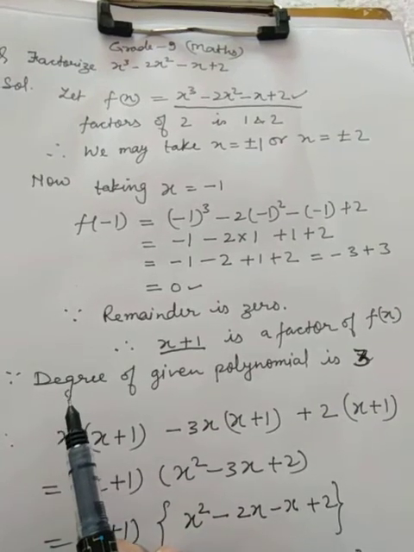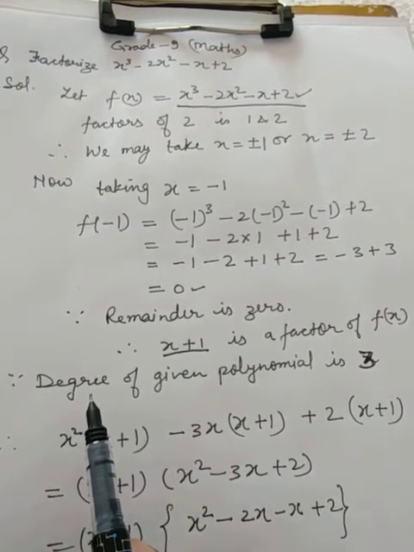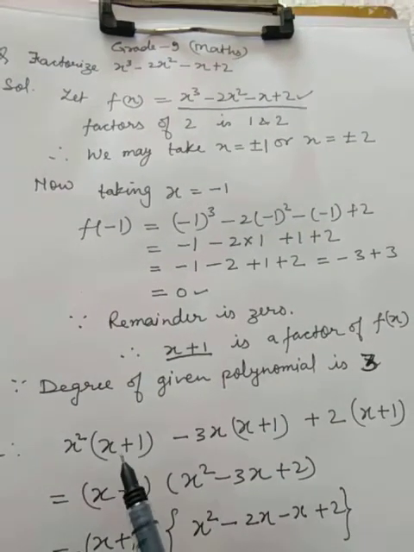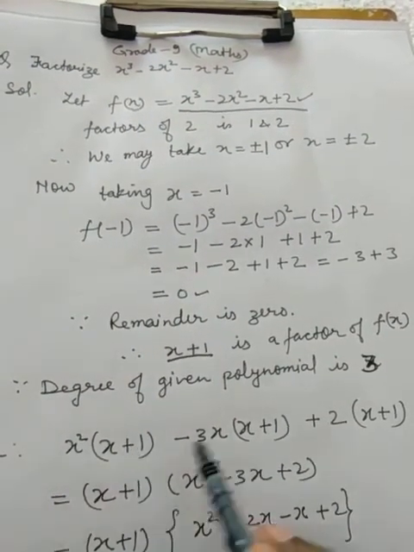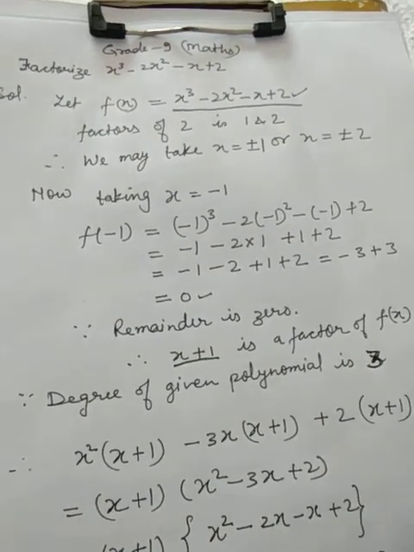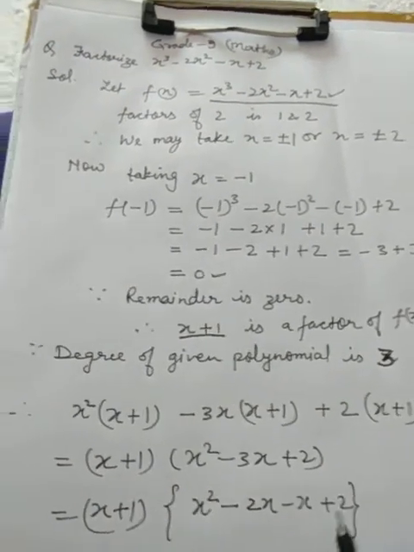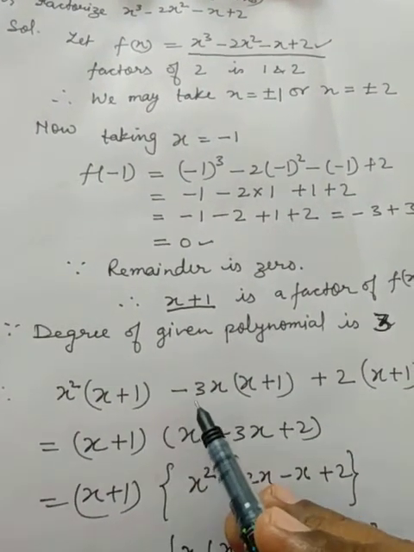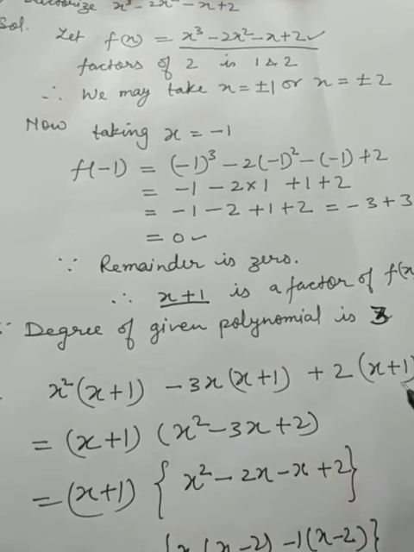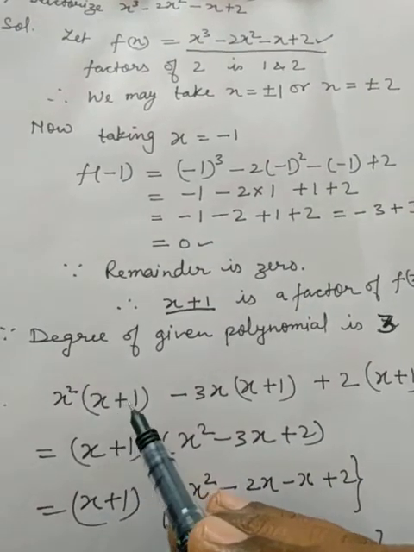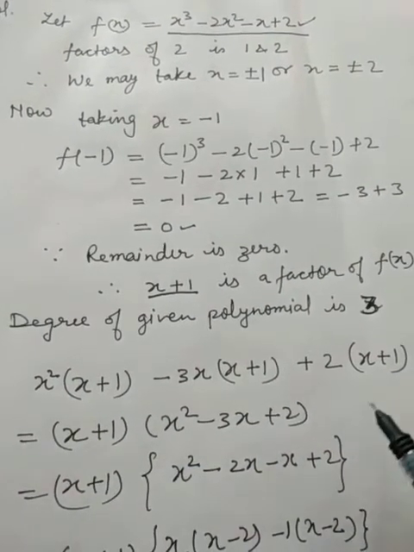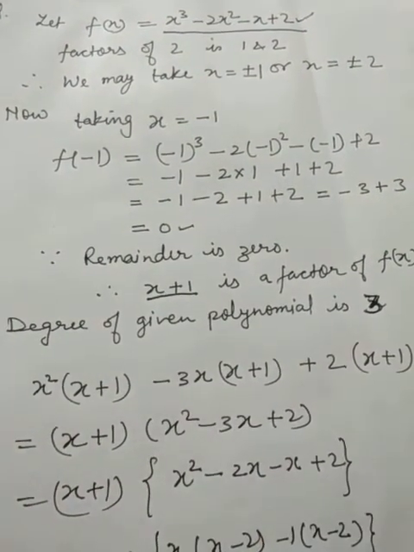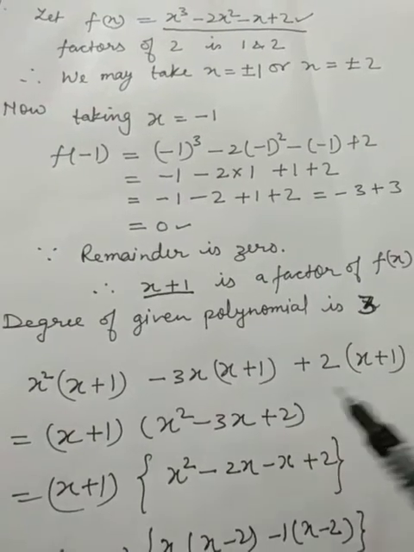Since the degree of the given polynomial is 3, we will write the factor x plus 1 three times: x plus 1, x plus 1, x plus 1. Remember one thing, we will put some space between them. So, I kept the space: x plus 1, space, x plus 1, space, x plus 1. Actually, I have completed this, I am just trying to explain it. In between the spaces I have written something, and I would like to explain how I wrote that.